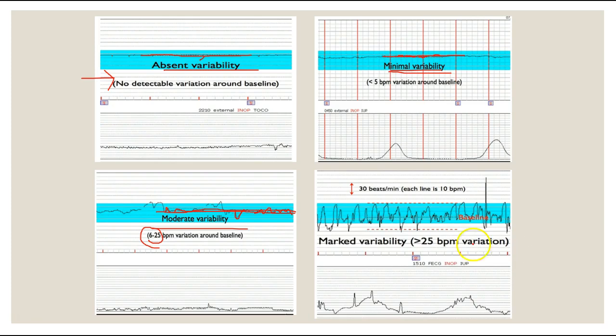This one, on the other hand, is marked variability. And if you don't have the rest of this strip, it's very difficult to even know where the baseline is for this particular strip. But you can see the huge undulations in this fetal heart rate. That is greater than 25 beats above or below the baseline. So that's considered marked.